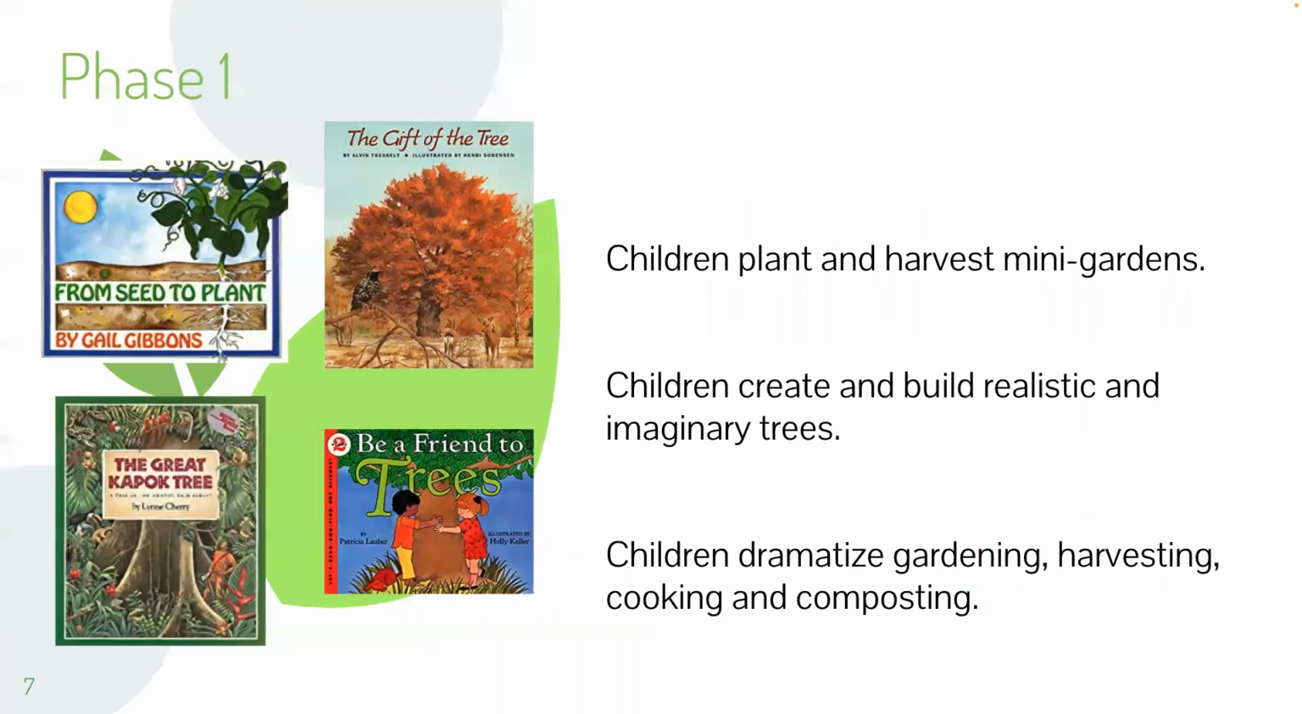So there are three phases that the unit is organized in. The first is really, as you could see here through these read alouds, thinking about seeds and plants and trees. So the children will, of course, there's a text from Gail Gibbons, and there's going to be conversations with children about what plants need to grow, what trees need to survive.